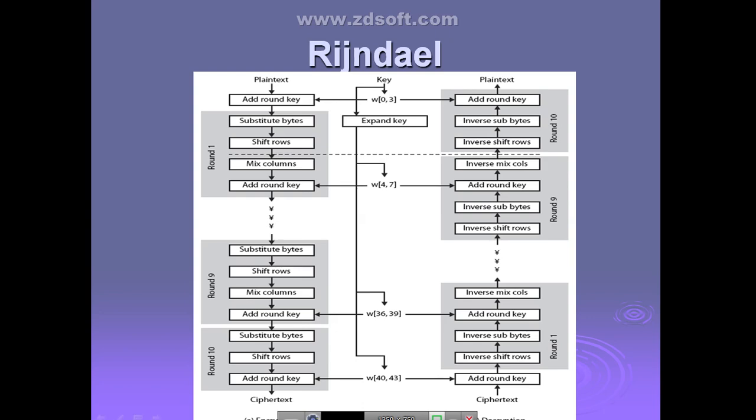In each round you perform substitute bytes, shift rows, mix columns, and add round key. 4 functions will be performed. What is substitute bytes? You are replacing each byte with another byte. For that, the S-box is used. Only one S-box table is there, with 256 8-bit values. Byte means 8 bits. Yes or no?